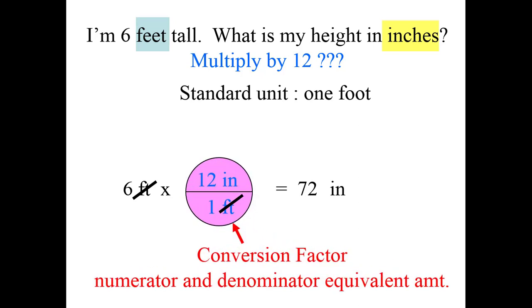The fraction 12 inches divided by 1 foot is called a conversion factor. In any conversion factor, the numerator and denominator are equivalent amounts. In this case, 12 inches and 1 foot are the same length. Multiplying by a conversion factor changes the number and the unit, but not the actual length. I did not get taller or shorter on going from 6 feet to 72 inches.